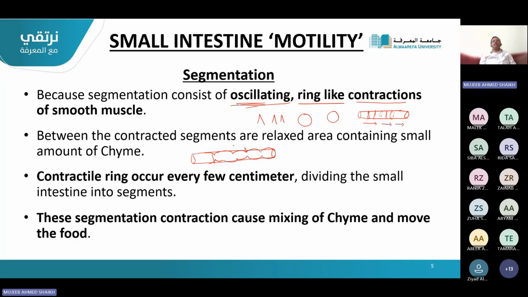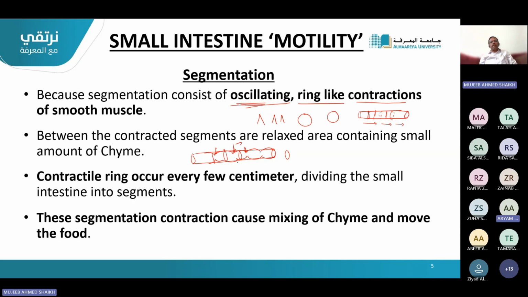So here the contraction is occurring here, here, here. In the next movement the contractions will change their position. It will start here now and start here now. So this area which was contracted before will be relaxed, and the next area will become contracted.